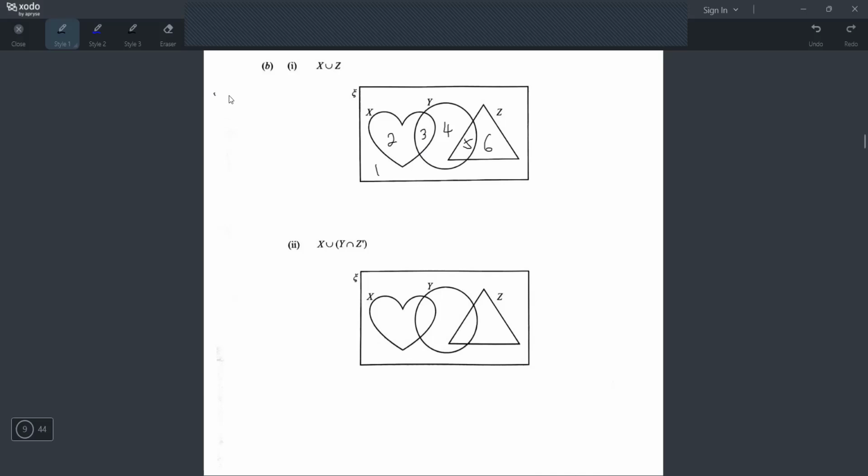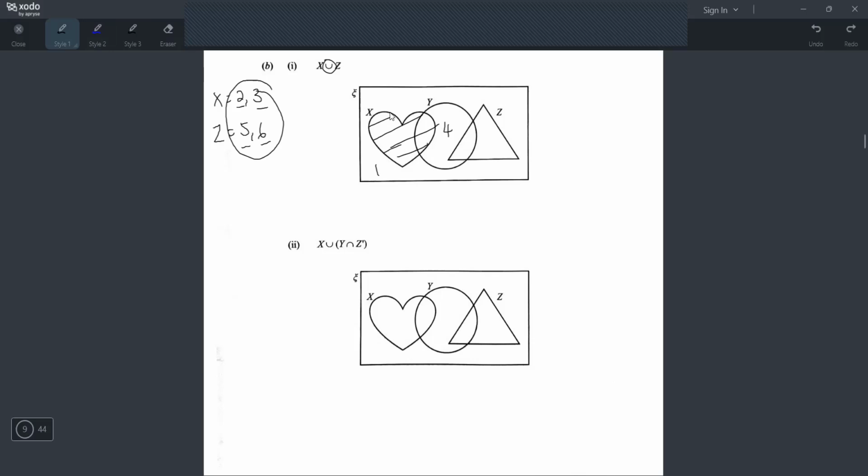So what you do now is you write down x and you write down z, right? So what is inside x? 2 and 3, right? And what is inside z? 5 and 6. And since they want union, it means you will take all. It means you combine these two into one. So now x union z will be 2, 3, 5, 6. So now you know the answer is you shade 2, you shade 3, you shade 5, you shade 6, right? So you shade, shade, shade, shade.